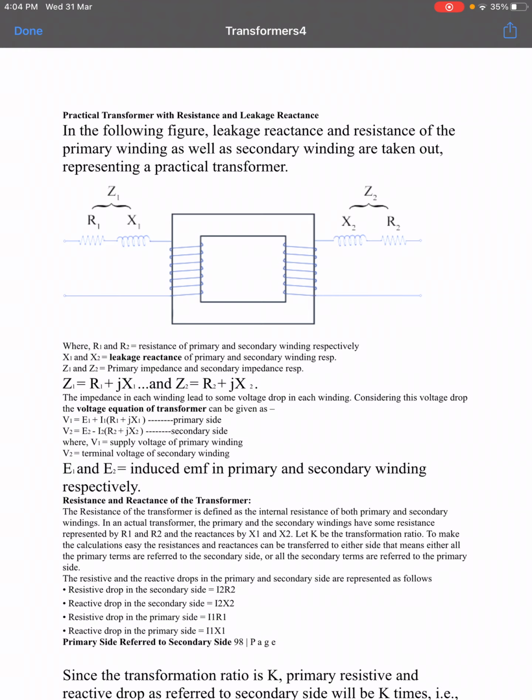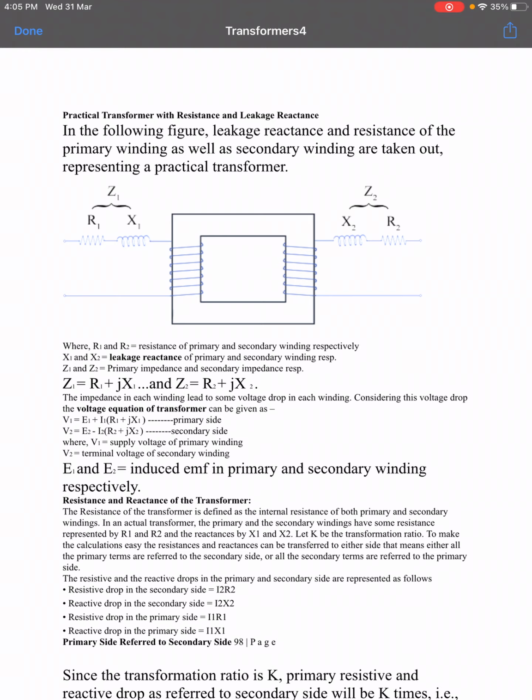Similarly, we have the secondary side. V2 is the terminal voltage on the secondary side, E2 is the secondary induced EMF, I2 is the secondary current, R2 is the secondary resistance, and X2 is the secondary leakage reactance. V1 is the supply voltage of the primary winding and V2 is the terminal voltage of the secondary winding. Similarly, E1 and E2 are the induced EMFs in the primary and secondary windings respectively.